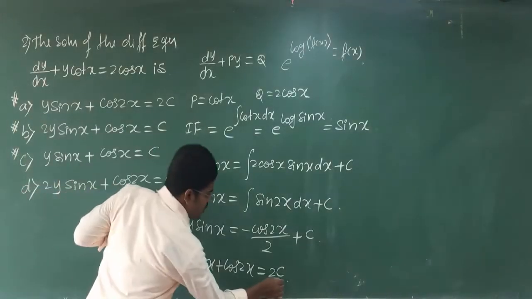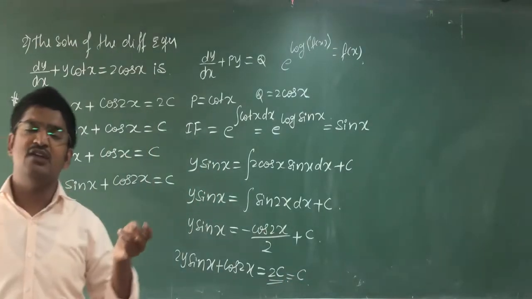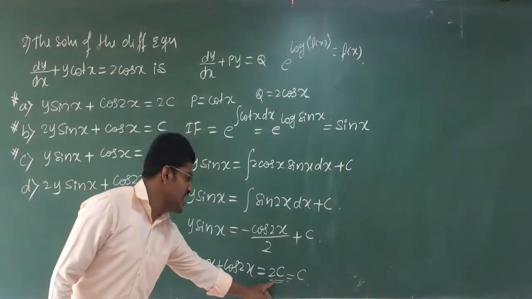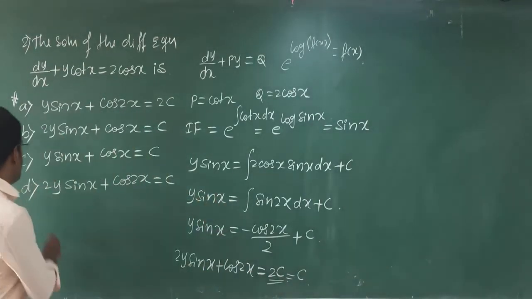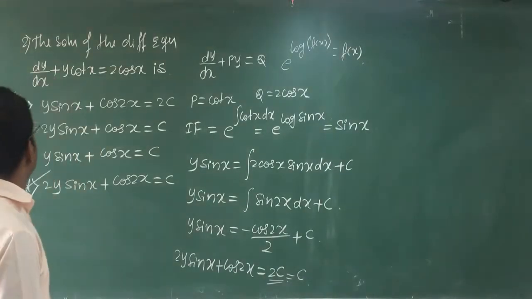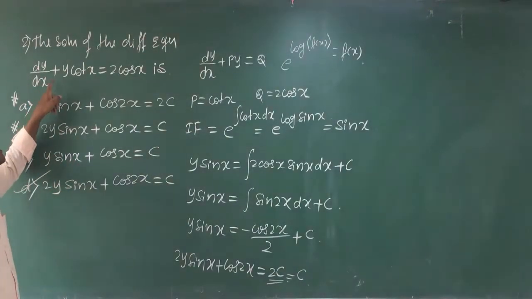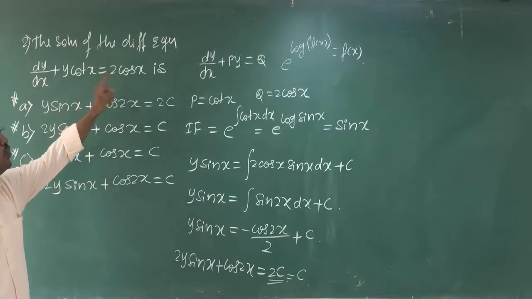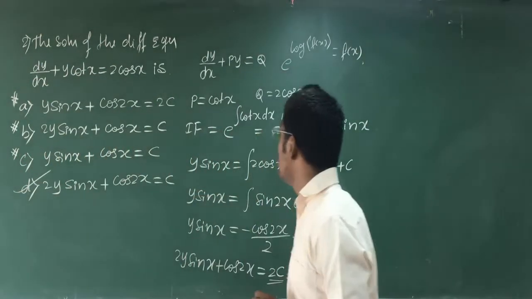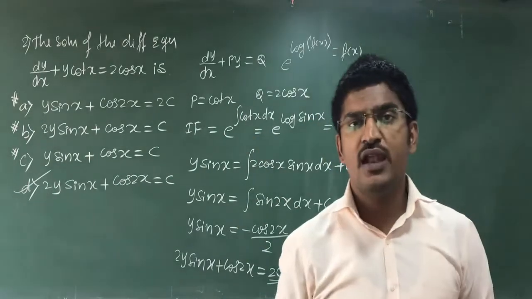So this is your constant. Again it can be written as c. No problem, because multiplying a constant by 2, again you will get a constant. So that's why it can also be written as c. No problem. So that's why option D is your answer for the solution of the differential equation dy by dx plus y cot x equal to 2 cos x. I think you got the solution of the differential equation, problem number 2. Clear? Okay.